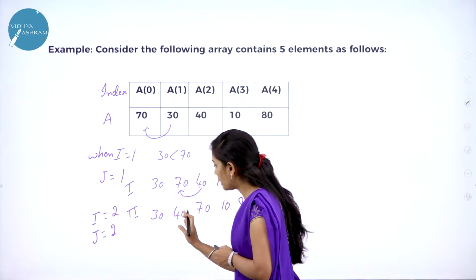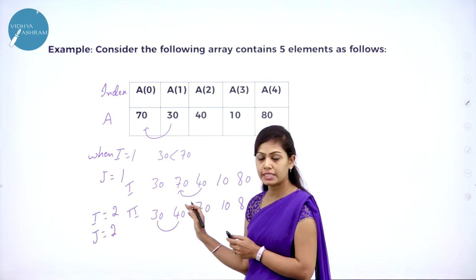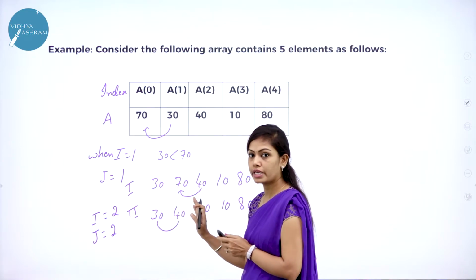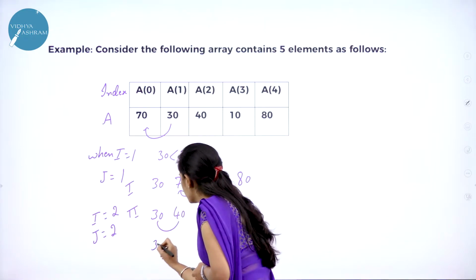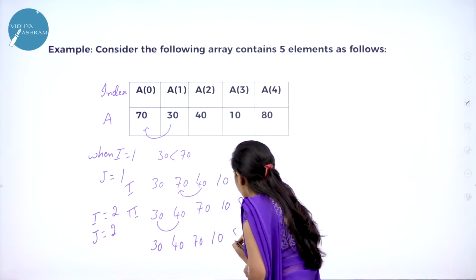And again compare these 2 elements, that is 30 with 40. Is there any change? No. 30 is less than 40, so no swapping happened. So 30, 40, 70, 10 and 80.